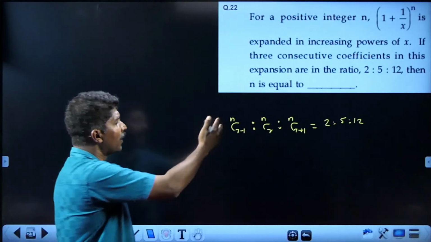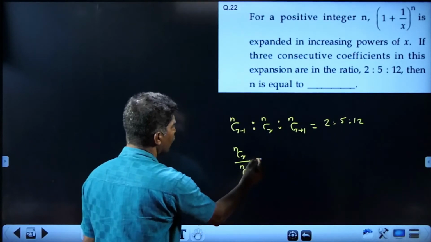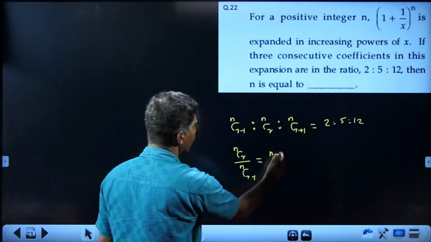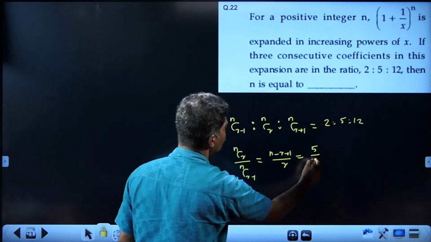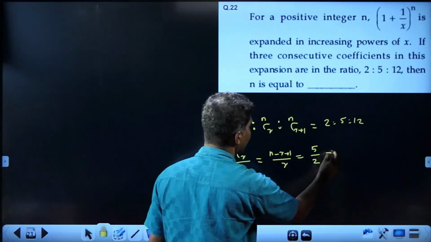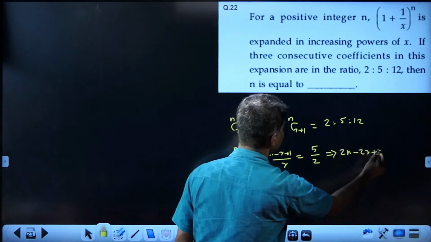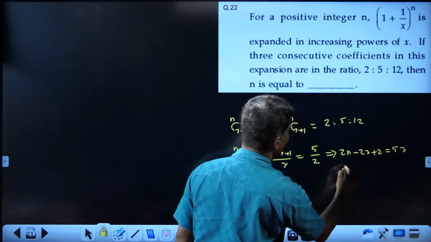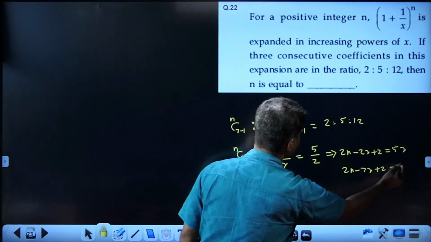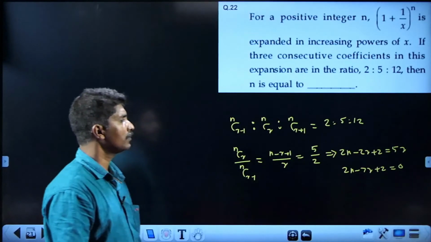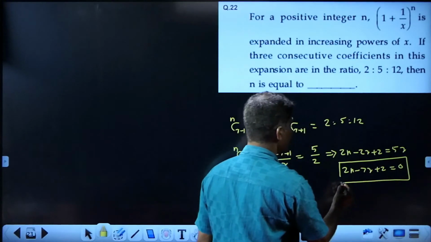From here we can write nCr divided by nCr minus 1. What is its formula? Its formula is (n minus r plus 1) divided by r. That is equal to 5 divided by 2. Cross multiplying, you will get an equation: 2n minus 2r plus 2 is equal to 5r, or we can say that 2n minus 7r plus 2 is equal to 0. That is the first equation.